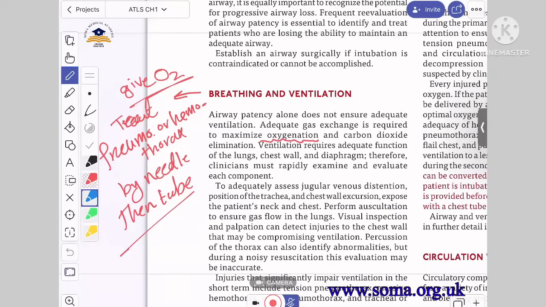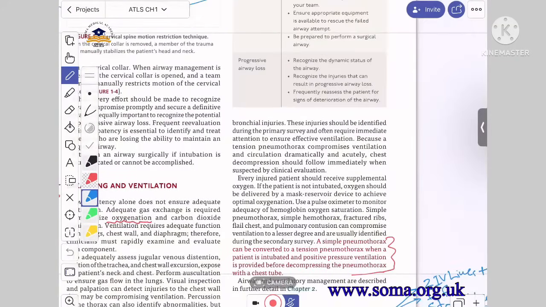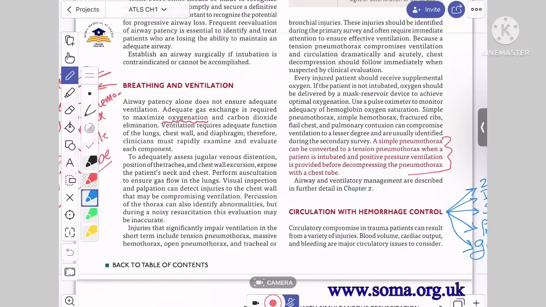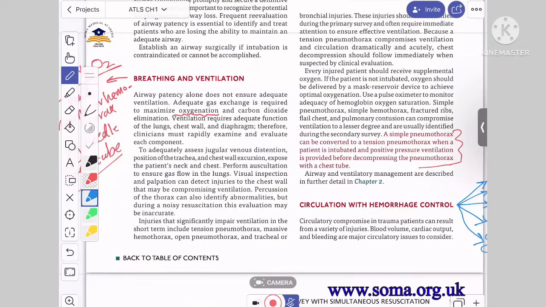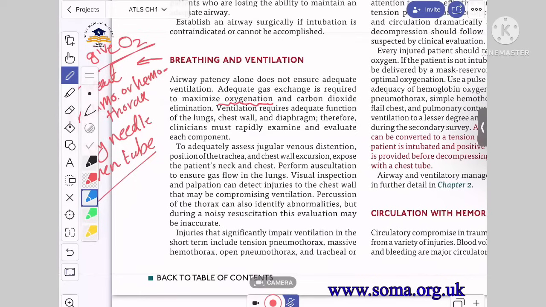So oxygenation of a traumatized patient is very important, and also detecting pneumohemothorax and putting in a needle decompression. This will be discussed in detail, how to put a chest tube and how to do needle decompression, when we take chest trauma. So in breathing, you have to give oxygen and detect pneumohemothorax.